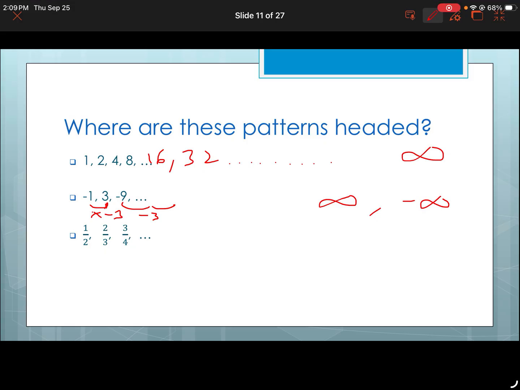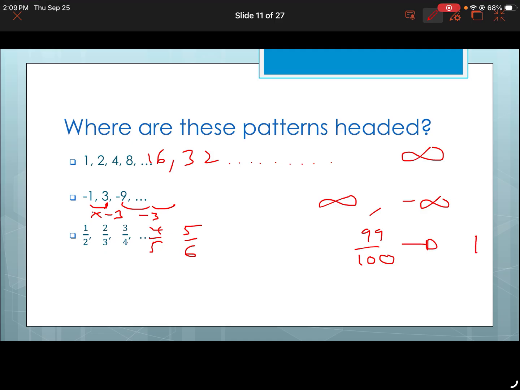And then this one's a weird one. It goes 1/2, then 2/3, then 3/4, then 4/5, then 5/6. And it keeps going until, let's go really, really high, let's go 99/100. And basically where it's heading is it's getting really, really close to 1.